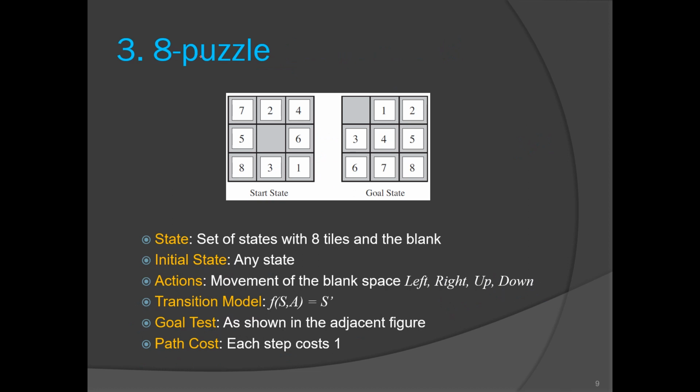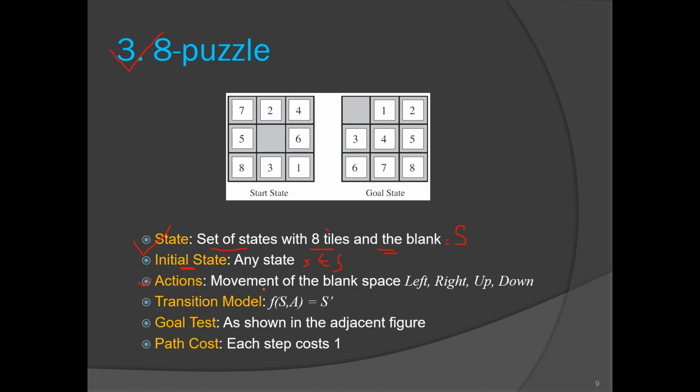Now the next example is the 8 puzzle problem. We have discussed this, so let us try to define this problem. State: what are the different possible states here? The set of states with 8 tiles and the blank. Any possible combination of these 8 tiles and the blank will be our set of states. Then initial state, any state out of this. Let me represent this set of states by capital S. Any state small s belonging to this capital S will be my initial state. Now actions.